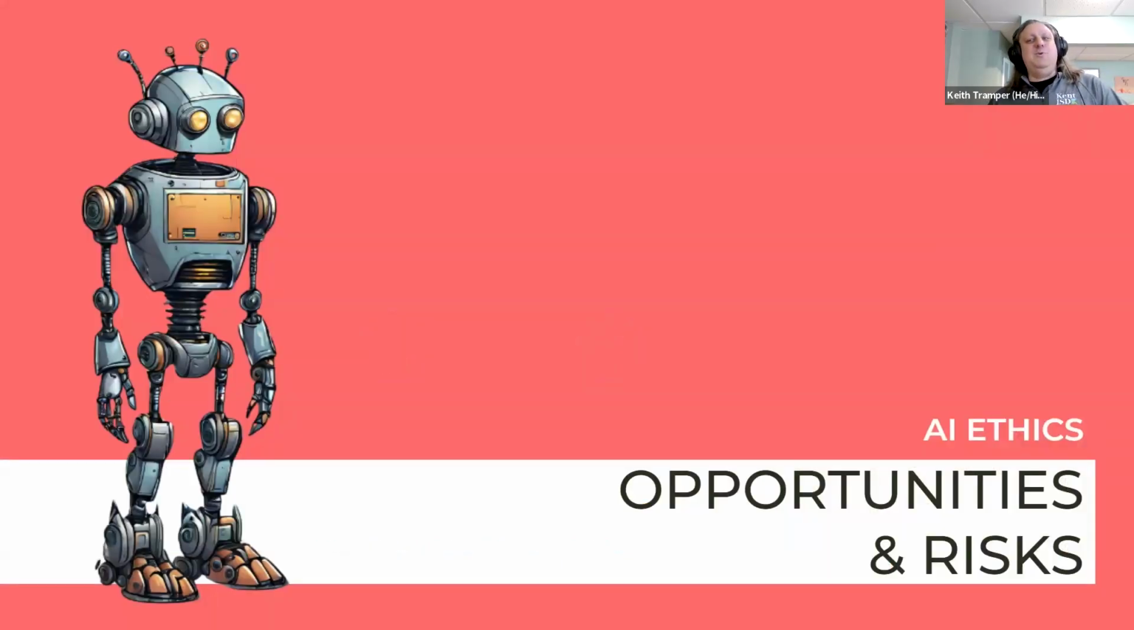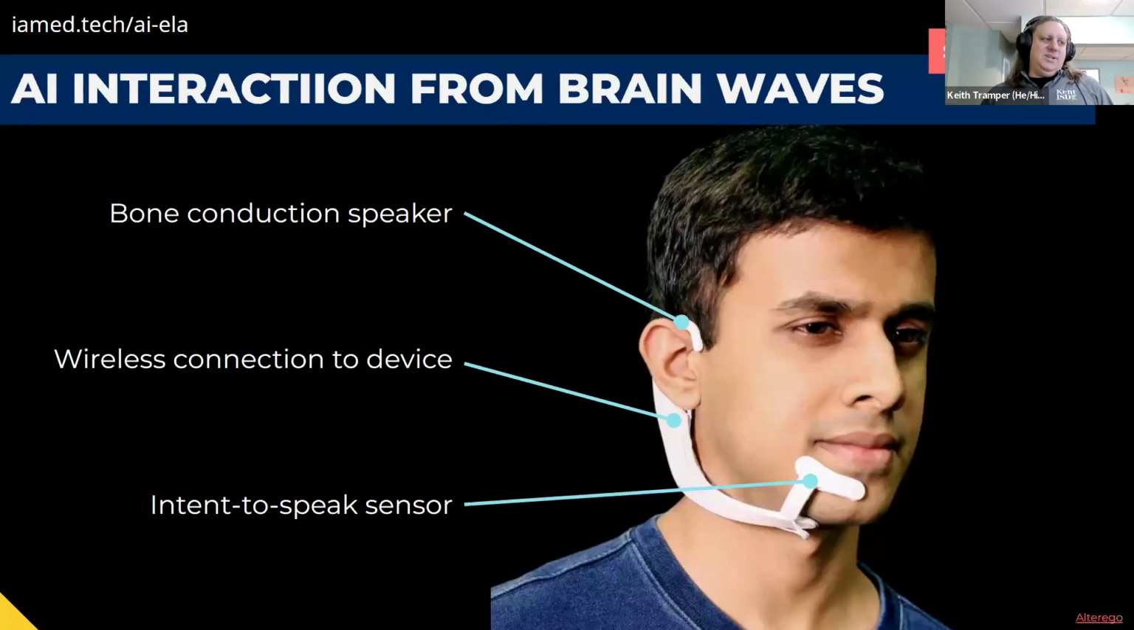All right, we're going to move into AI ethics now and talk a little bit about some opportunities and risks. If you take a look at this picture, this is a device called an Alter Ego. It's still in development, sort of like a prototype. But the thing that's around his ear is a bone conducting speaker. So it can talk to him, essentially it vibrates the eardrum, and he can hear it, but nobody else can.